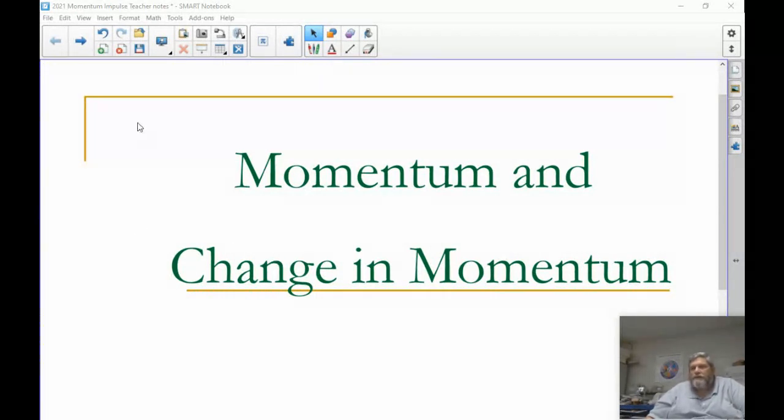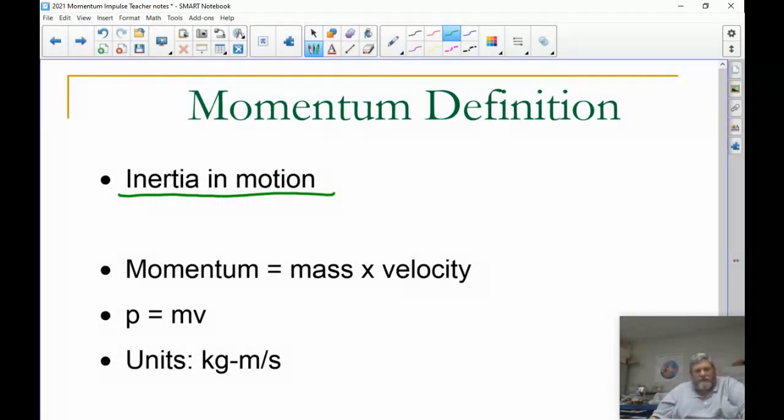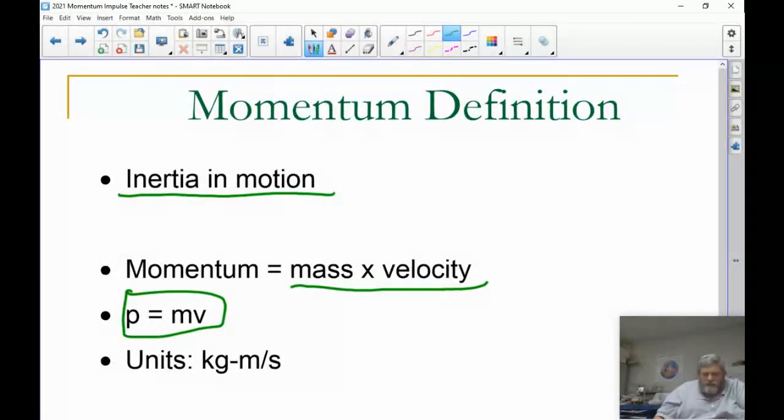All right, so momentum and change in momentum. Momentum is defined a couple of ways. We can think of it as inertia in motion, because inertia is mass, and it's moving at velocity. So momentum is just the product of mass and velocity. The equation we use is P equals mv. Why momentum is P, I have no idea, but that is what is typically given. So that's what we use. And the units for it are kilogram meters per second for momentum.